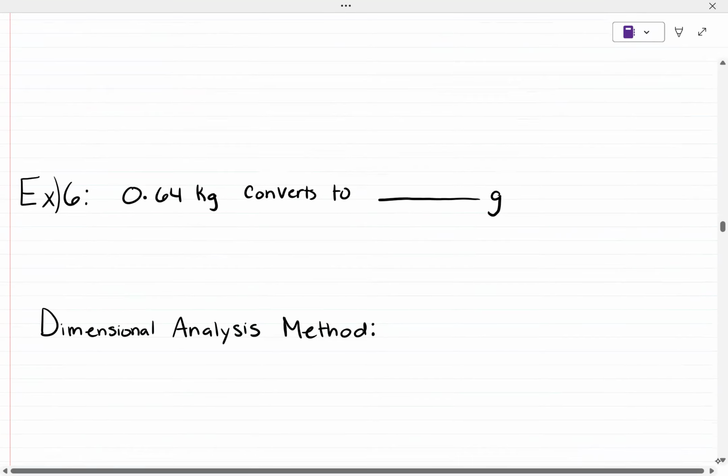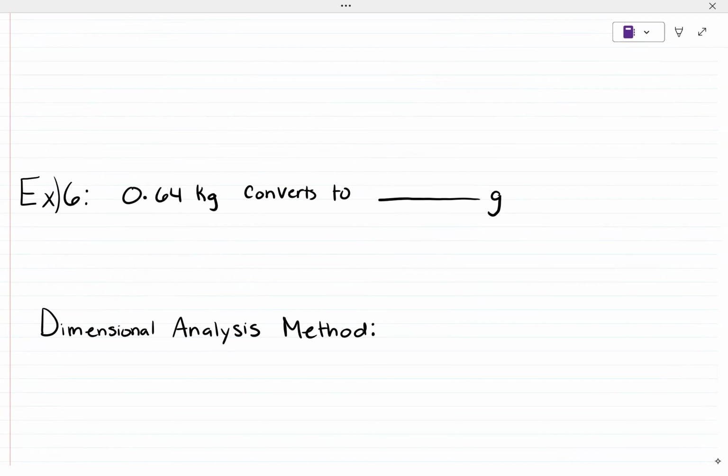Okay, example 6, we have 0.6 kilograms converting it to grams. So a kilogram is pretty large, and we're going to a smaller unit because grams is kind of small. So we're going from a larger unit to a smaller unit. So let's start with the dimensional analysis method.